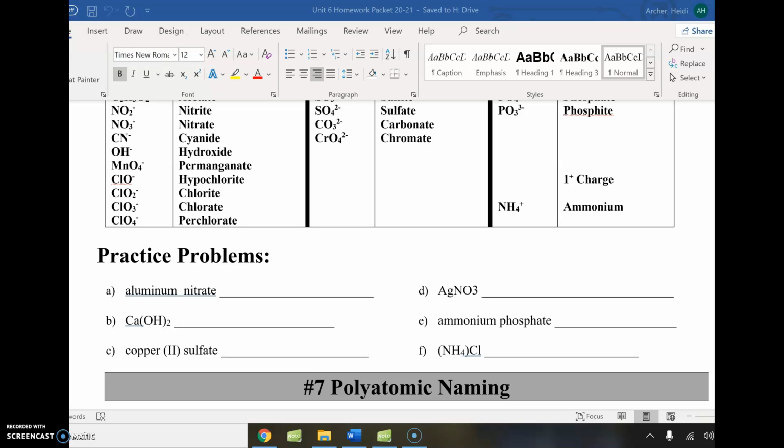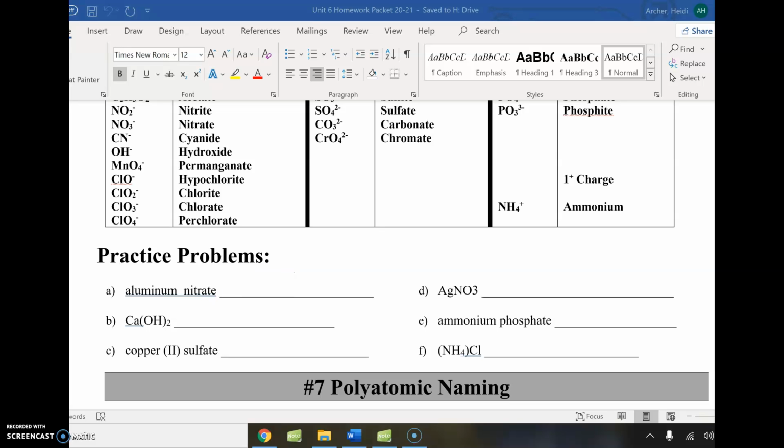So aluminum is a regular element. So I look on my periodic table and I find that aluminum is in group 3, so it's a 3+ charge. Nitrate has a funny ending, so that should clue me to look back on the back of my periodic table. And I should see that it is NO3, and it has a -1 charge.